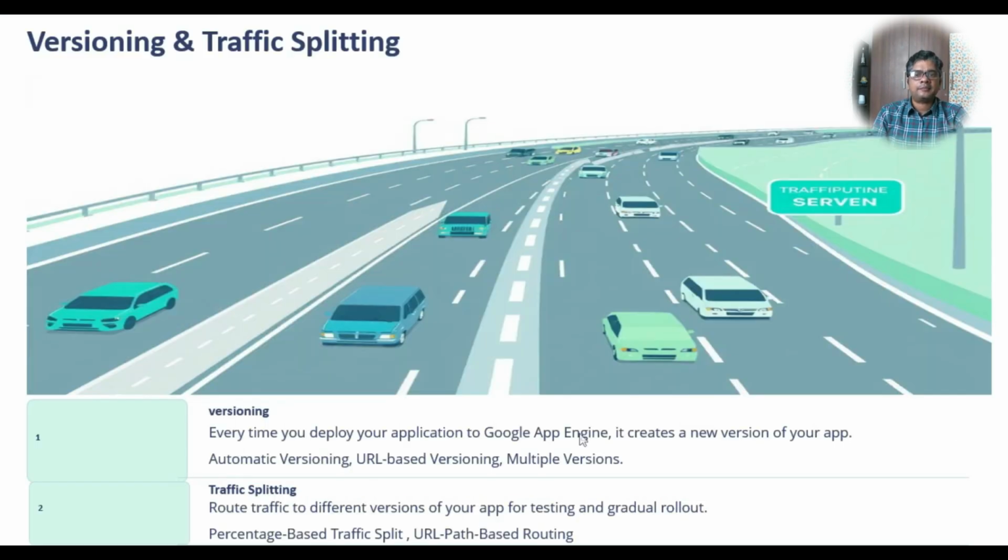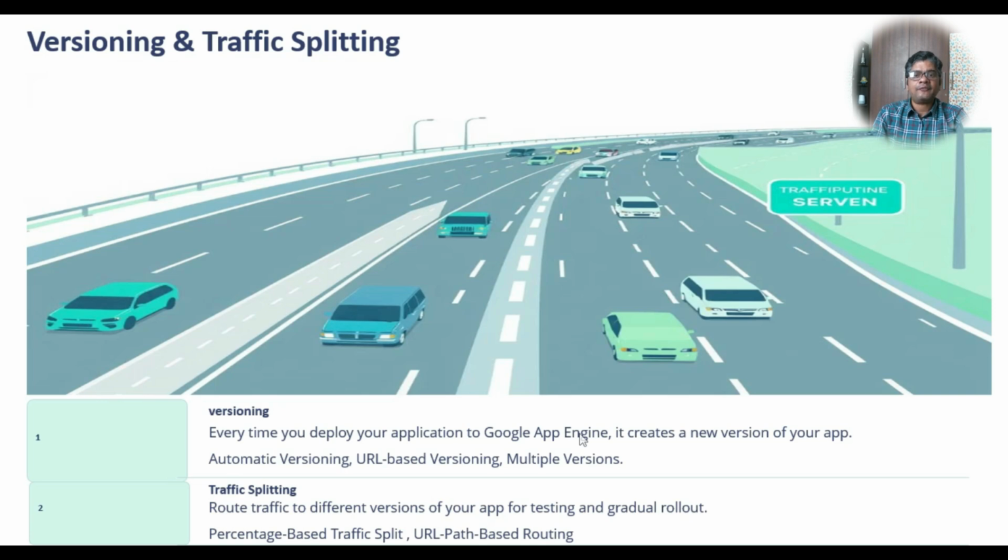Versioning and traffic splitting. Every time you deploy your application to Google App Engine, it creates a new version of your application. It's important to know the key features of versioning. Automatic versioning: for every deployment to App Engine, it automatically assigns a new version number. This version number typically looks like v1, v2, etc. URL-based versioning: each version of your application is accessible via a URL. Next one is multiple versions. You can have multiple versions running simultaneously, each with its own traffic split.